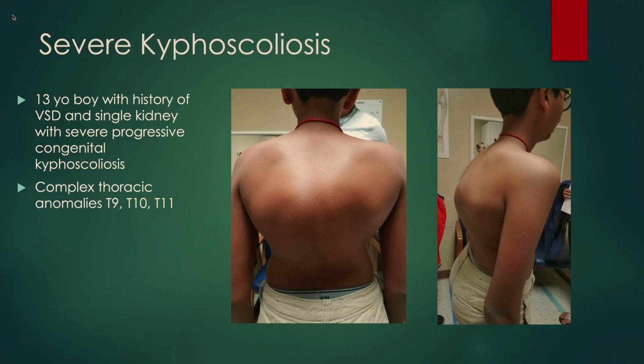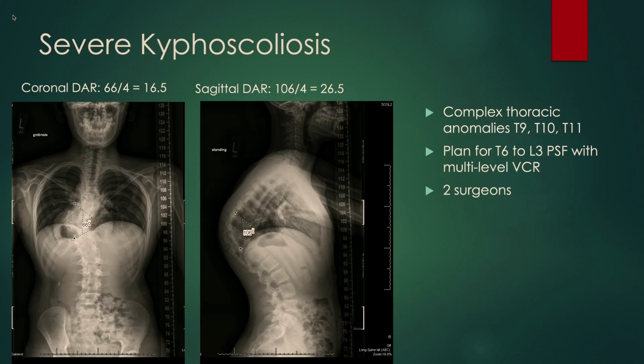All right, this is tapping my next partner in crime, Dr. Bervin. So this is a 13-year-old with congenital kyphoscoliosis, who had a relatively severe kyphosis due to multi-level congenital anomalies from T9 to T11.